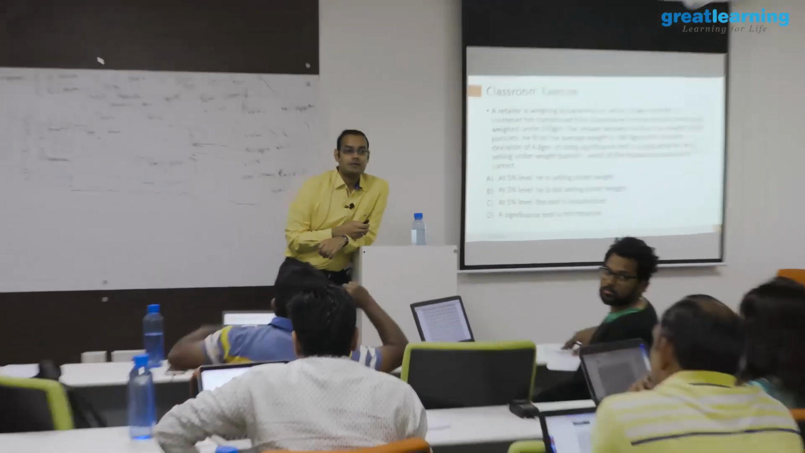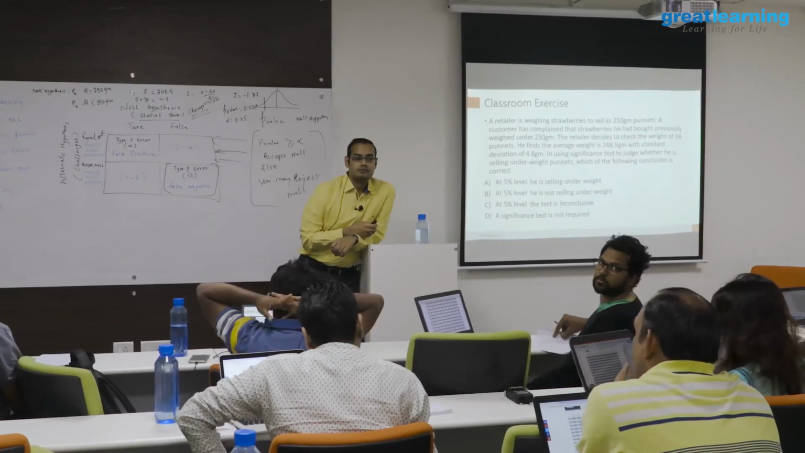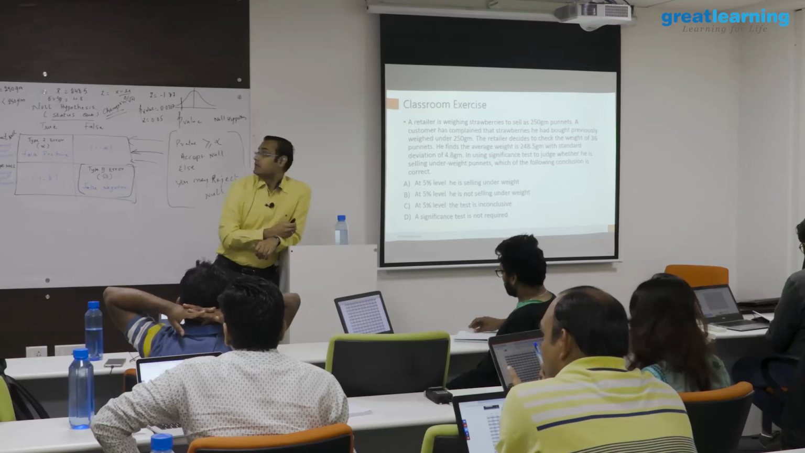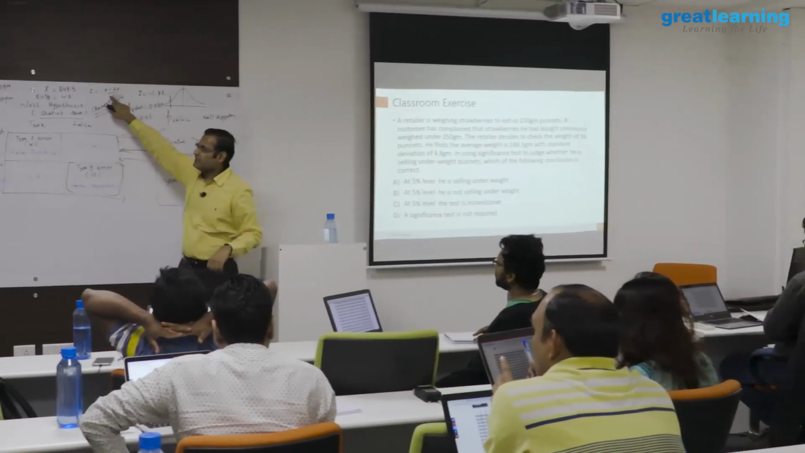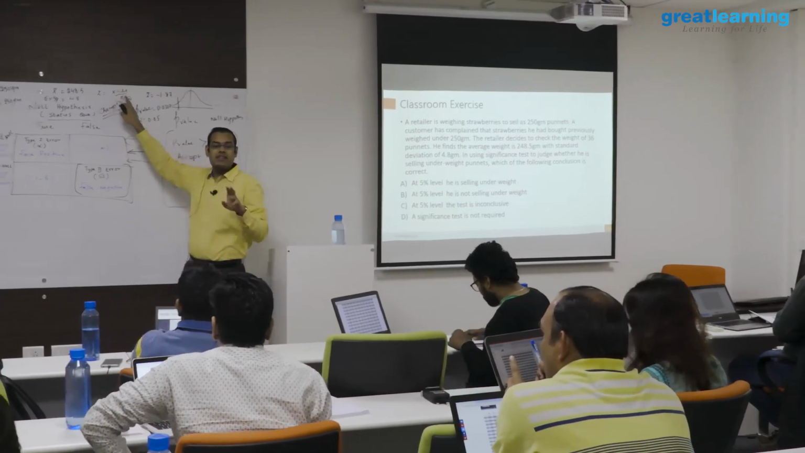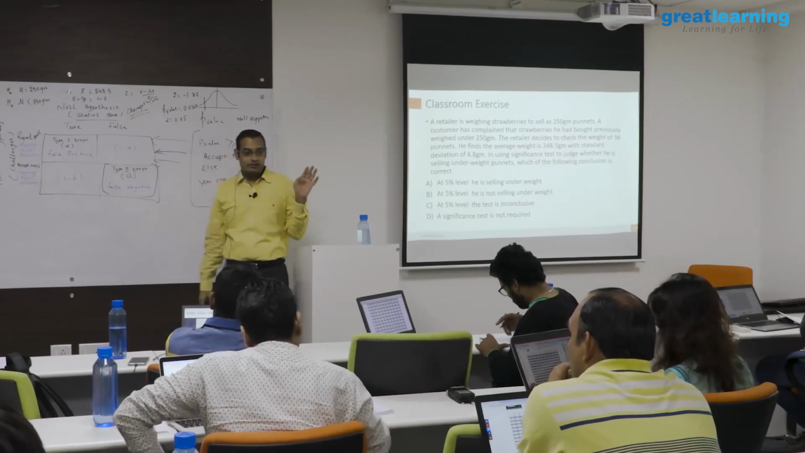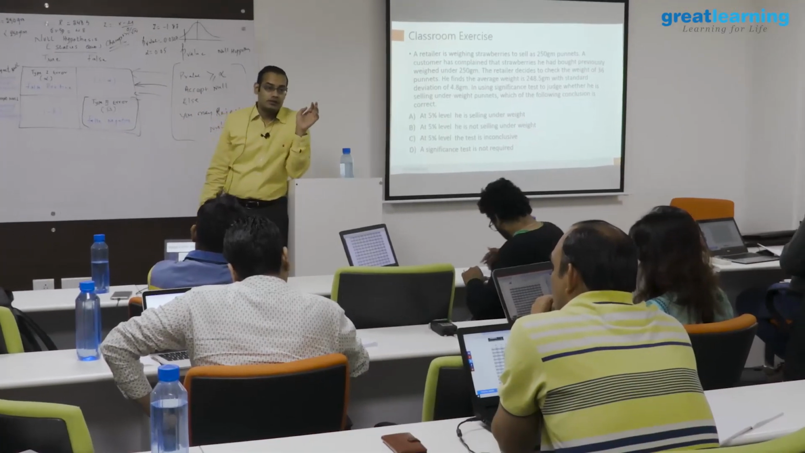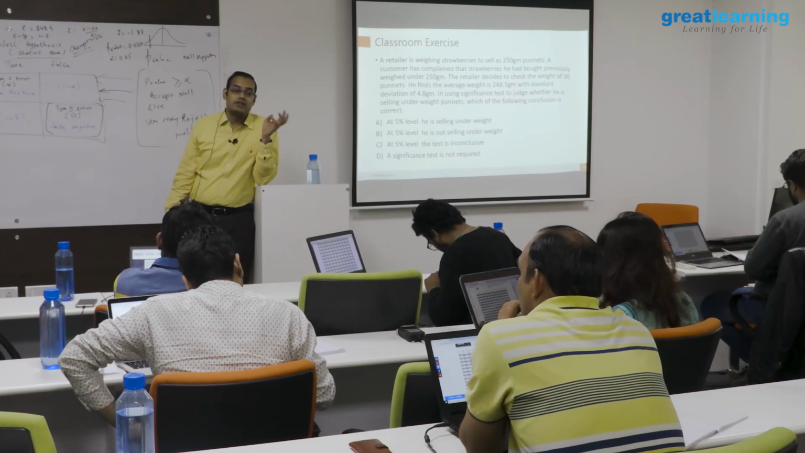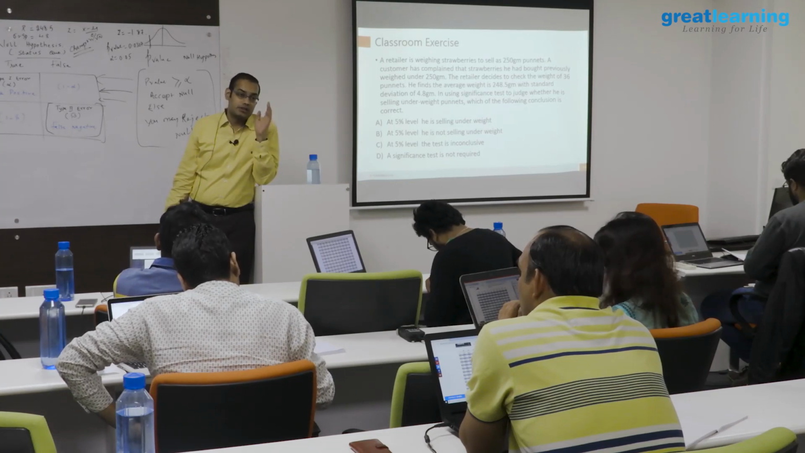P value, z is -1.875. Population standard deviation, in this case, we do not have population standard deviation. That's why we have taken sample standard deviation as equal to population standard deviation.